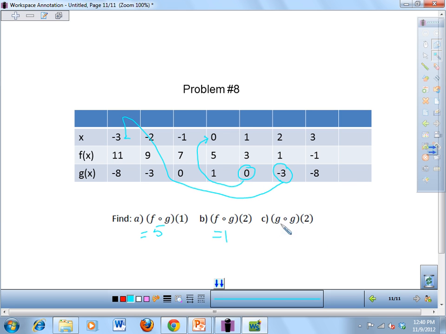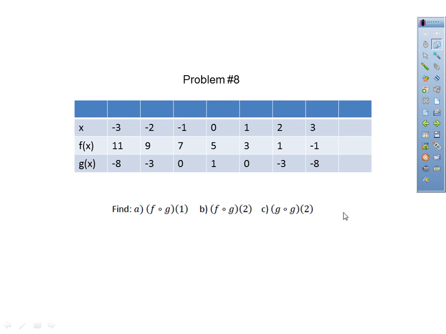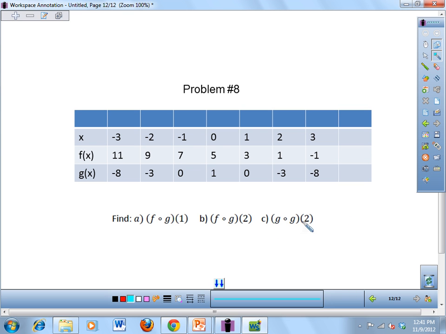Okay, g of g of 2, last one, and then we'll be done. What that means is take 2 and plug it into g, negative 3, and take that answer and plug it back in for g, and what do I get out? Negative 8. You understand? Conceptually they're kind of fun, but people don't know what this means when they do it. So that's the end.